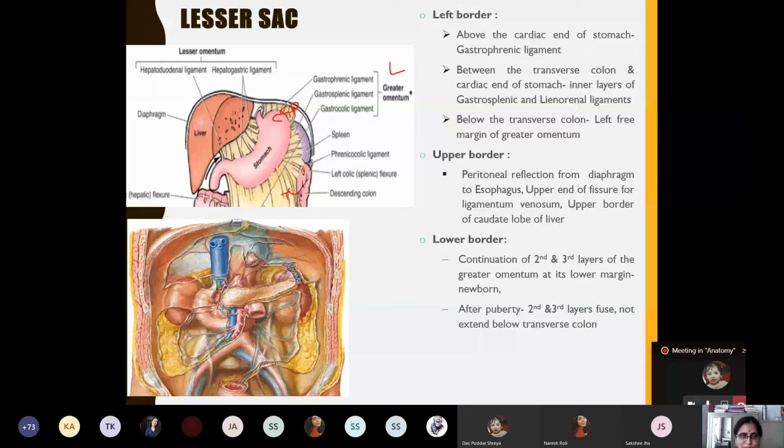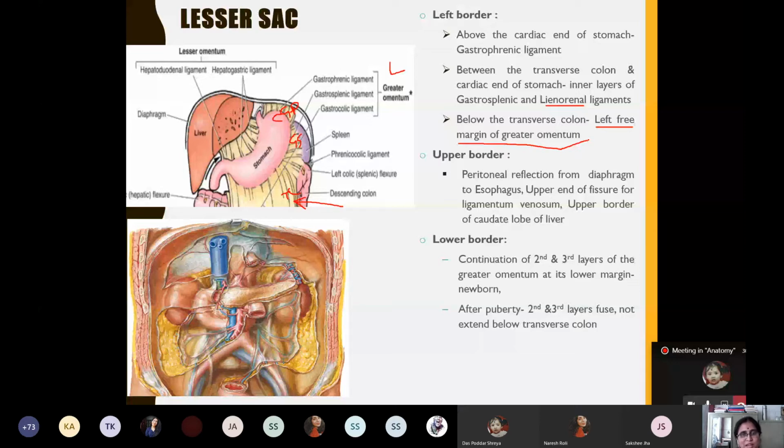And below this, below the transverse colon, the left border is formed by the left free margin of greater omentum. Left free margin of greater omentum.